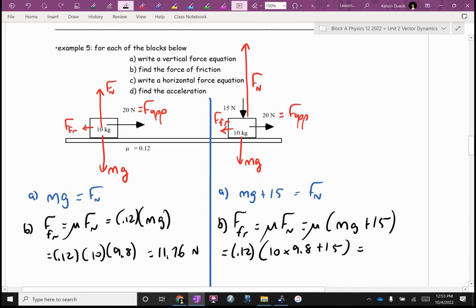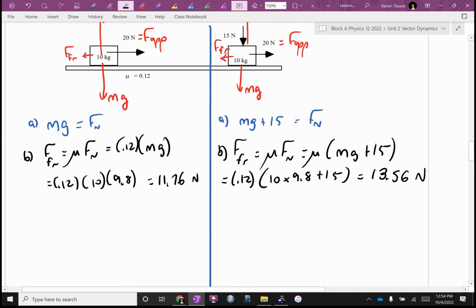Try that on your calculator, Keegan. Oh, I can do this in my head too. 10 times 9.8 is 98, plus 15, it's going to be 113. 113 times 0.12. It's going to be 11.3 plus 2.26, so it's going to be 13.56, I think. And that's a force, newtons. Okay. Well done, my friend.